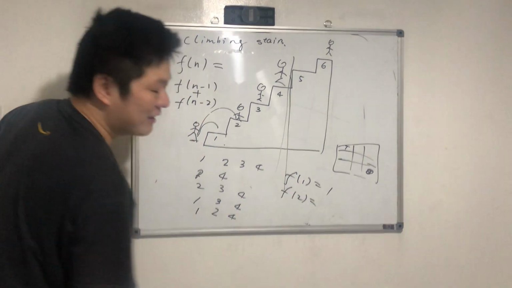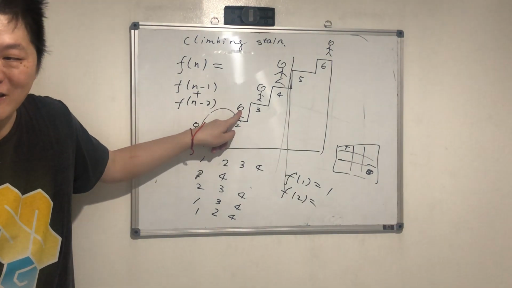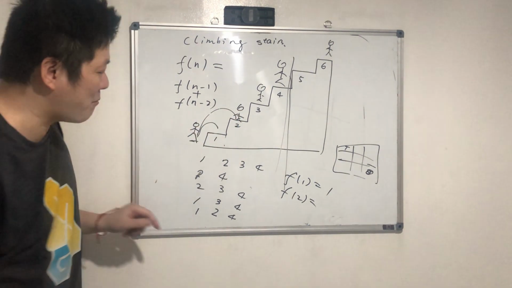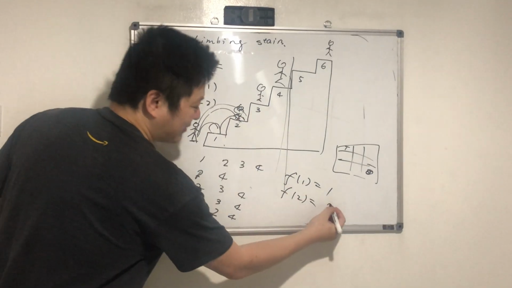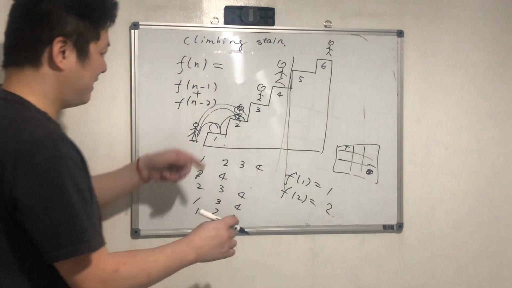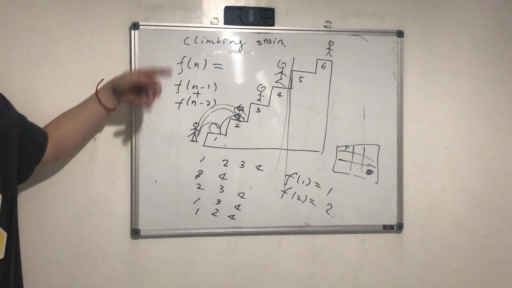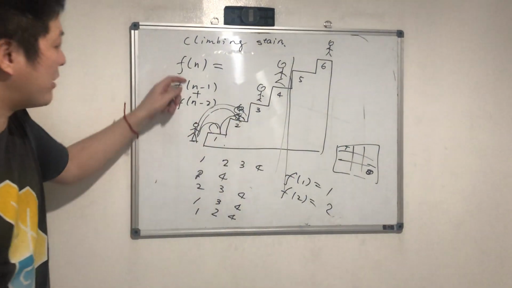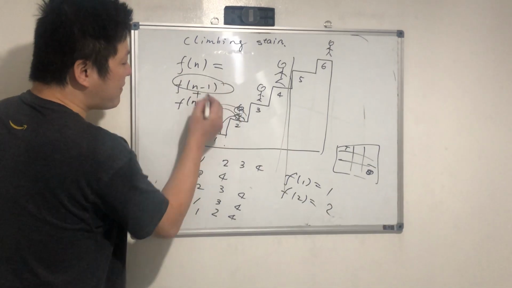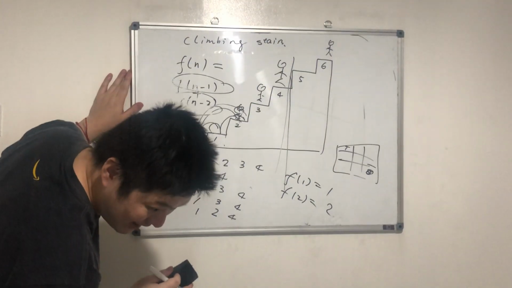F2 equals what? How many ways to come here? You can jump 2 or you can jump 1 and 1, so it's 2. Okay, so that's it. Fn equals Fn minus 1 plus Fn minus 2. This is dynamic programming. We need to save the value in the implementation. Do you get it?